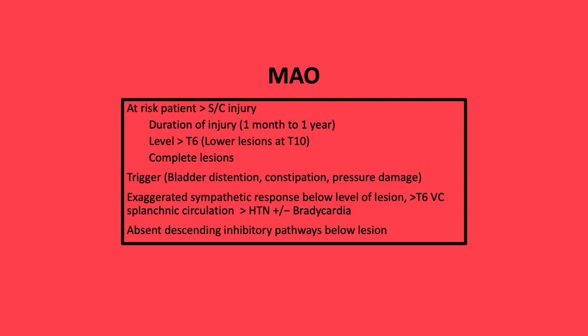This will lead to an exaggerated sympathetic response below the level of the lesion. This effect may be enhanced if the lesion is above T6 due to vasoconstriction of the splanchnic circulation. This will lead to hypertension and possibly even reflex bradycardia. And this is due to the absence of descending inhibitory pathways below the level of the lesion.